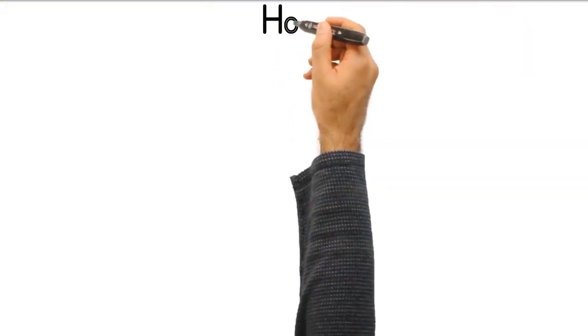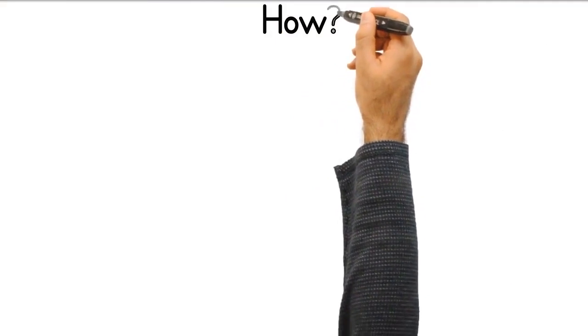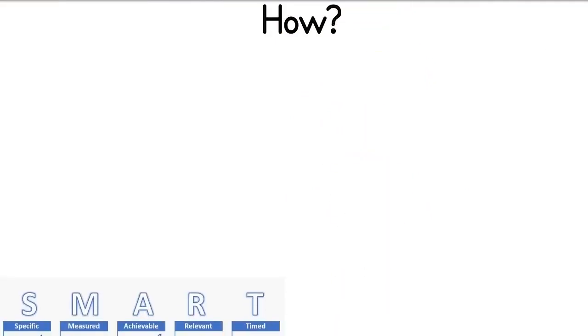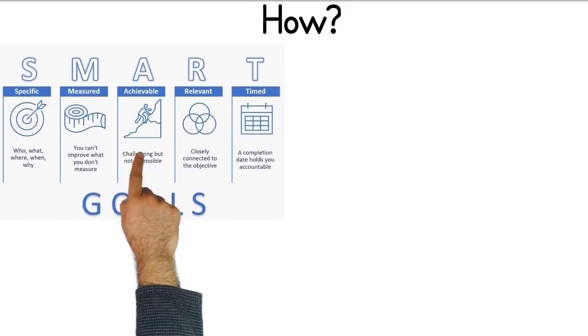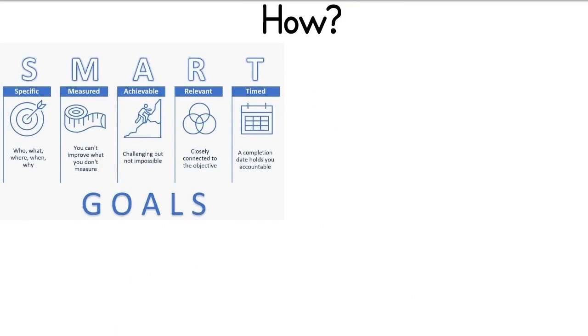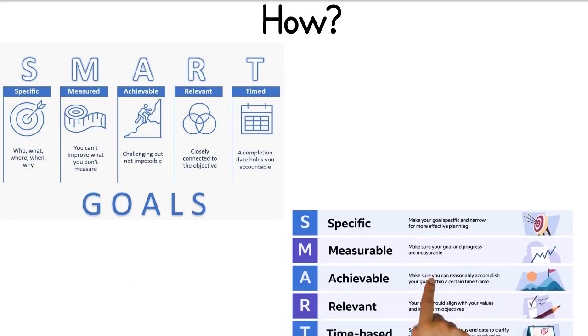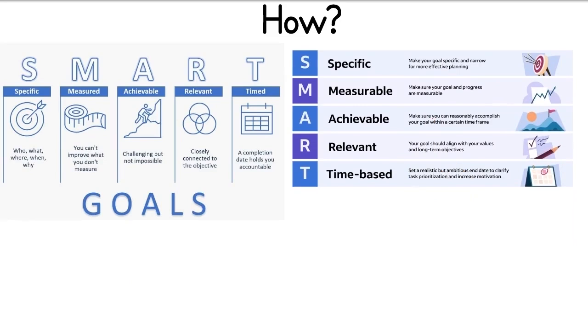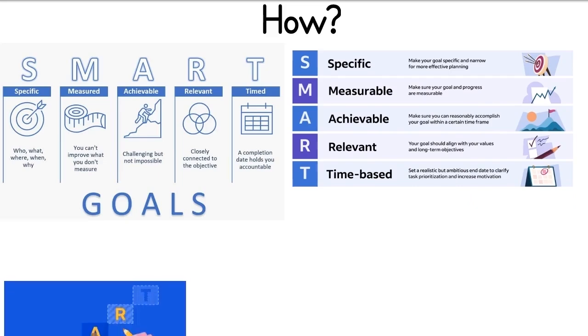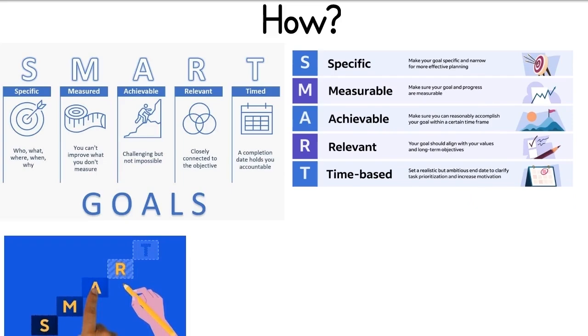How to set SMART goals? To set a SMART goal, follow these guidelines. 1. Specific. Define the goal clearly, answering the 5 W's: who, what, where, when, and why. Example: I want to improve my sales performance by increasing my monthly sales numbers. 2. Measurable. Determine how progress will be tracked, and set quantifiable metrics. Example: increase monthly sales by 20%.